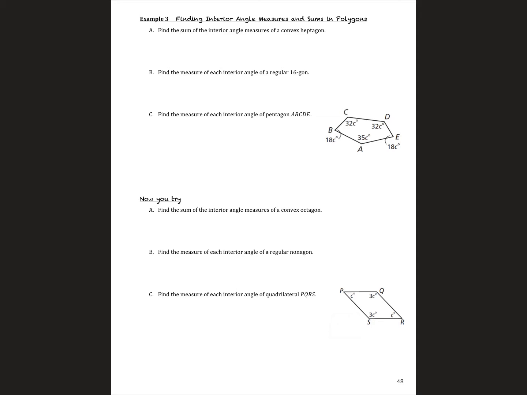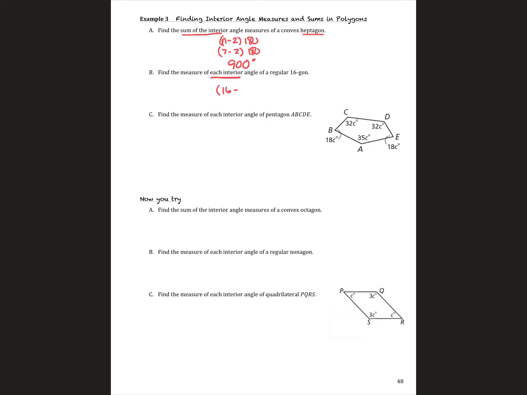Okay, sum of interior angles. The sum of the interior angles uses the formula n minus 2 times 180. So if it's a heptagon, then it's 7 sides. N is the number of sides. And so 5 times 180, which is 900. That's the sum of the interior angles. If it says each interior angle, that's when you actually divide after.